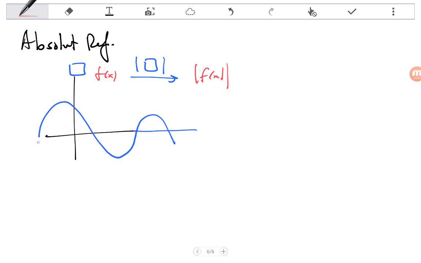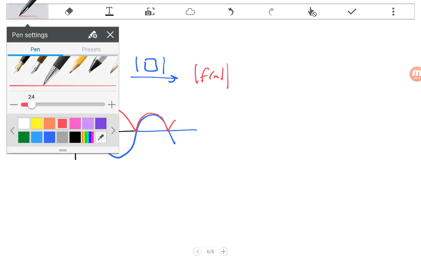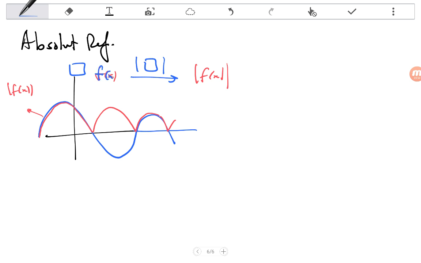Now what would be the new function? What does the absolute function do to its input? Do you remember? Yes, it turns the negative to positive. What about the positive? No, it keeps the positive as it is. So the negative becomes positive. It will be like this. The red graph is absolute f of x, and the blue graph is f of x itself. Okay, so that is absolute reflection.